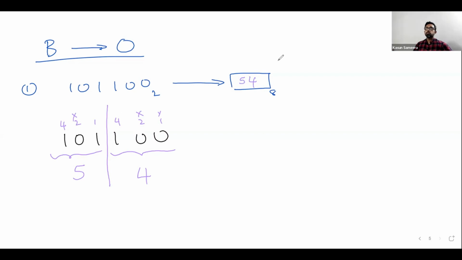Question number 2. 1 1 1 0 0 1 1 1 base 2. How are we going to do it? Just group it by 3 digits, from the right. You will end up with 2 digits on the left hand side.